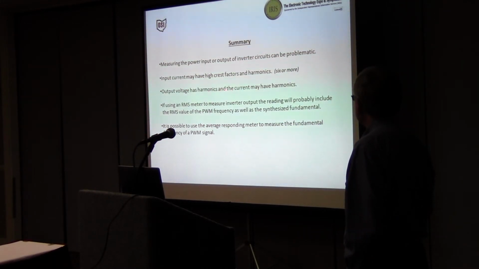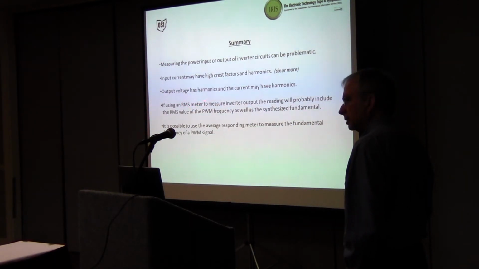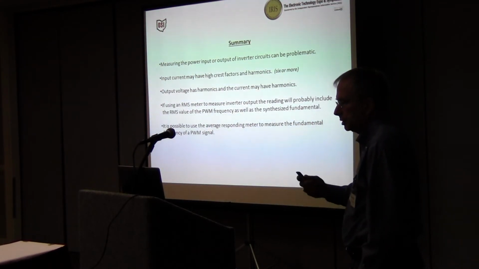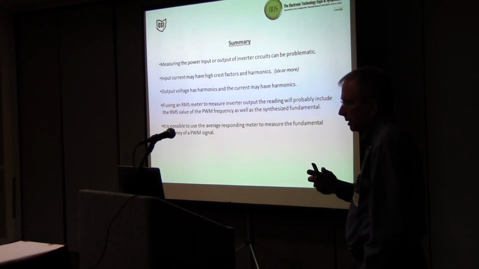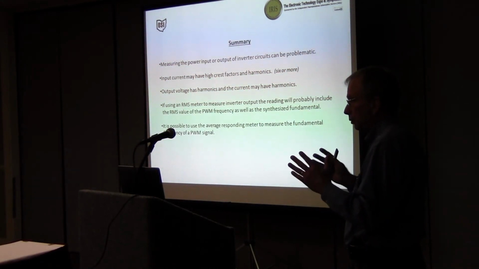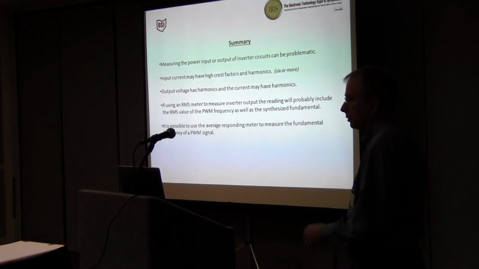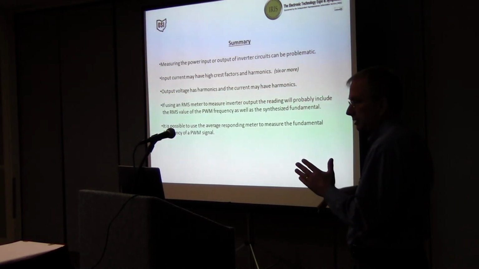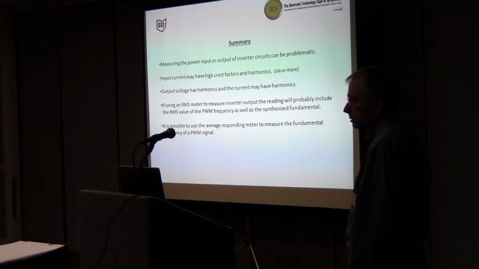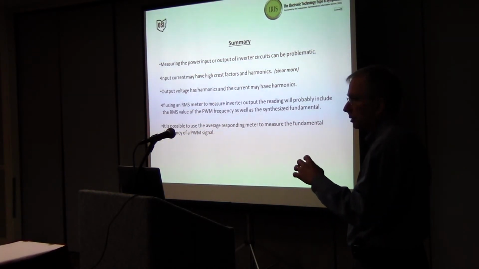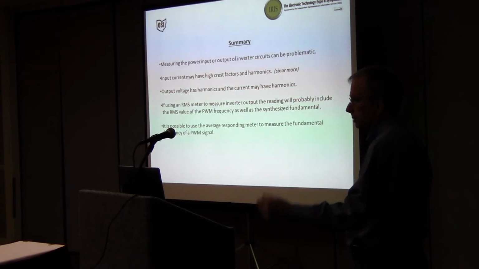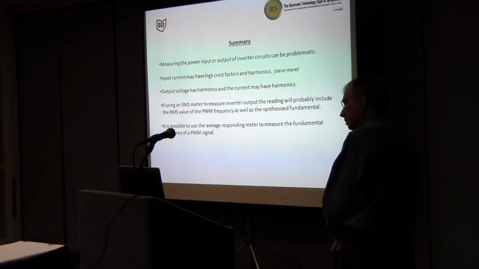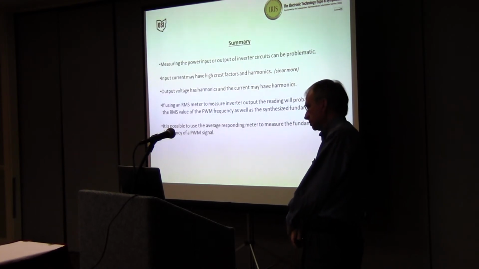So the output voltage has harmonics. An RMS meter may be what you want if you're trying to measure the voltage or current waveform, but you've got to appreciate what it is you want to measure. If you want the RMS content of the whole modulated waveform, then you want an RMS meter. If you want the RMS value of, I'll say, the 60 hertz synthesized waveform, then you probably want an averaging meter or a filter on it so that you get rid of the high frequencies when you use your RMS meter. On the input side, the RMS meter will work fine, right? Input side, it should be fine.